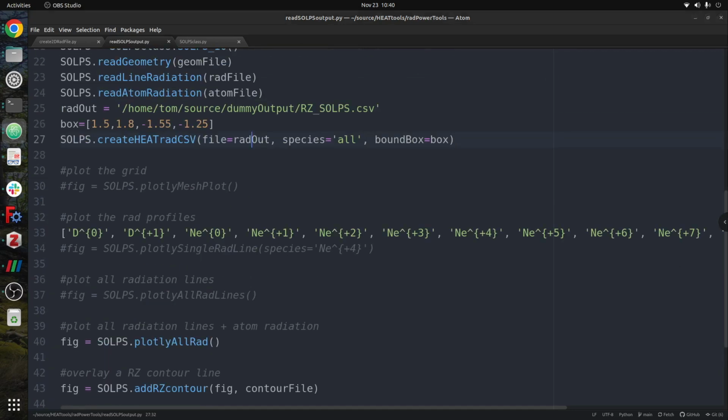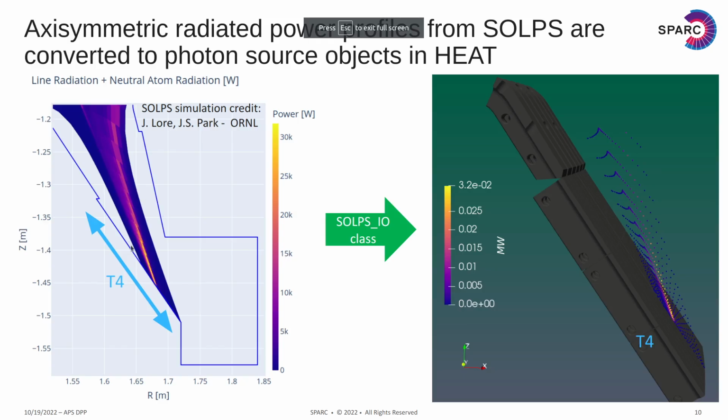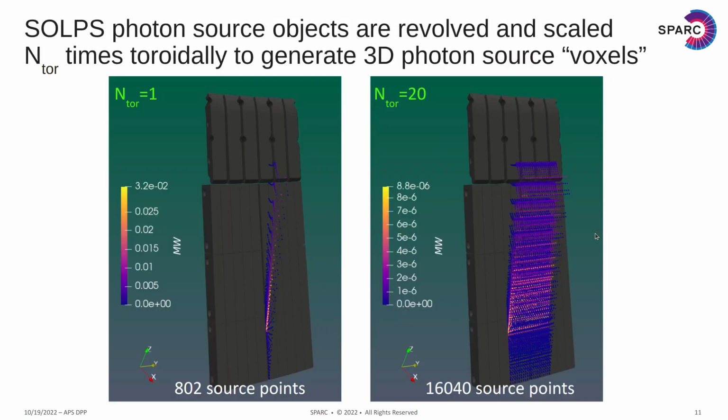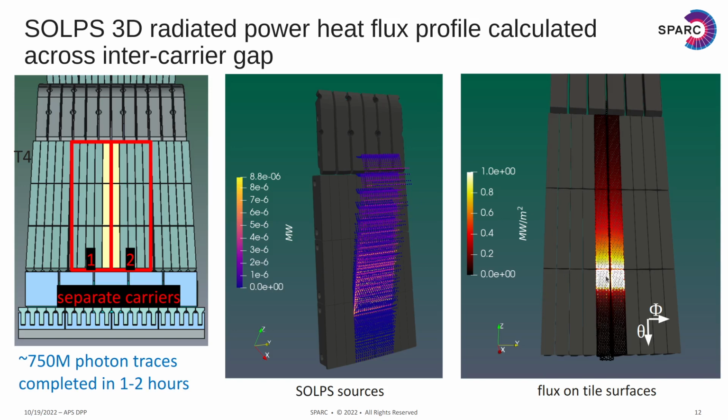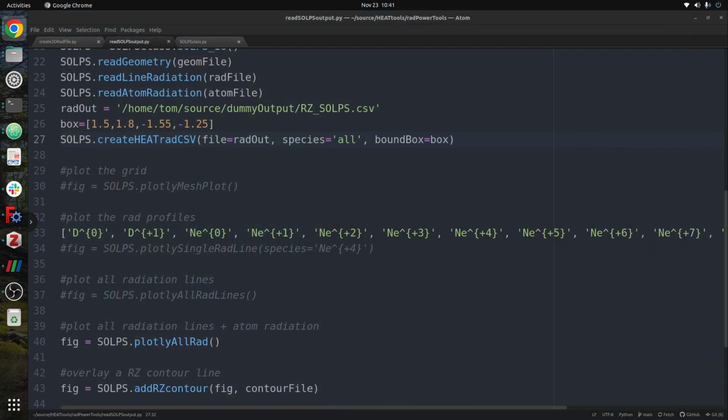Yeah, so I'm gonna show a slide or two from my APS talk this year for Spark. So here's an example of a SolPS output. You can use the SolPS IO class and that workflow I just showed you to generate the RZ point cloud. You can then revolve it toroidally and then do the photon tracing. So this workflow here is how you would do that.